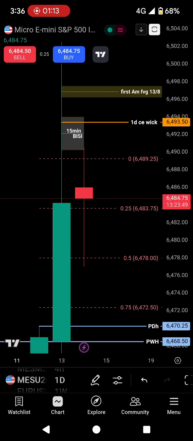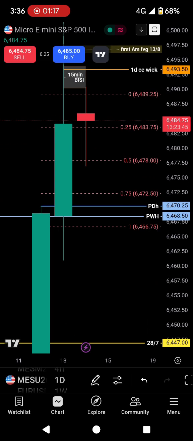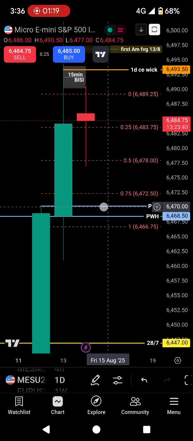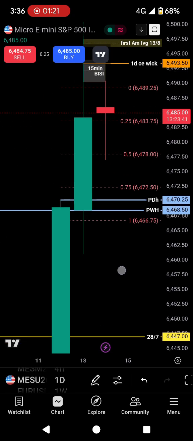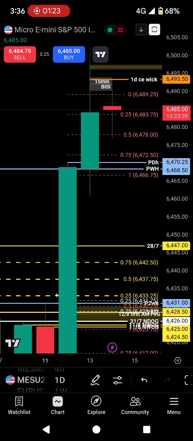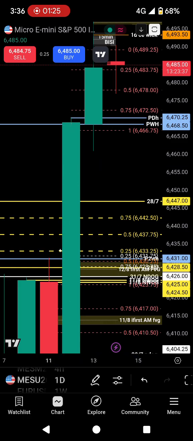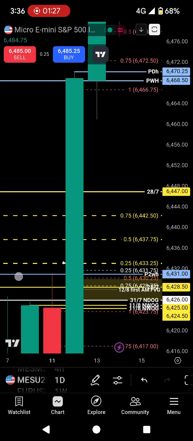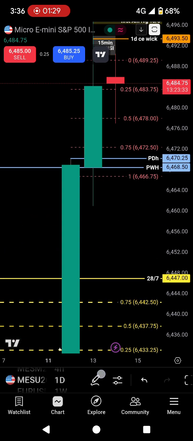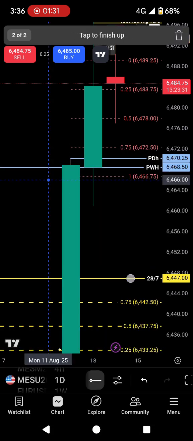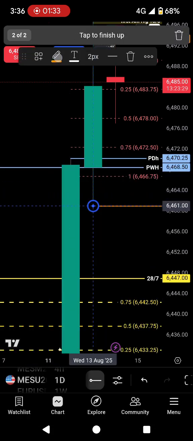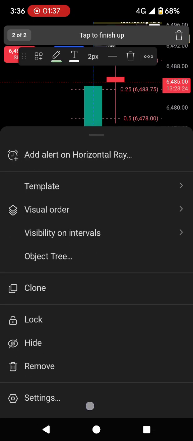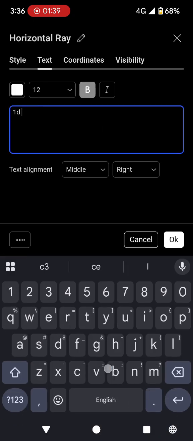So right now what I'm seeing is, look at the previous day high here and also the daily BC. So this daily BC, also note it. This one can delete. So I'm going to use purple. One day BC high.